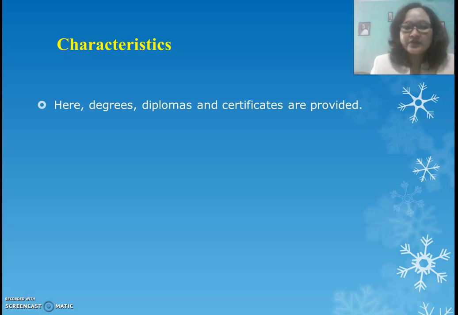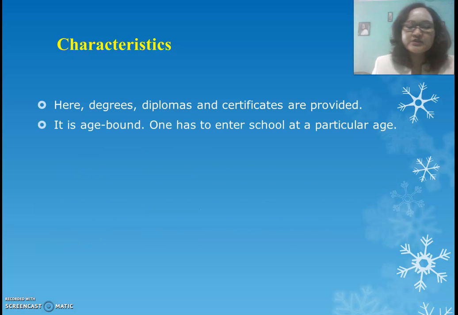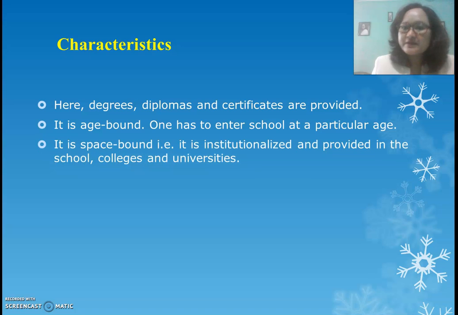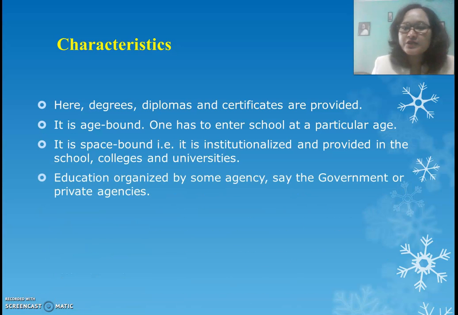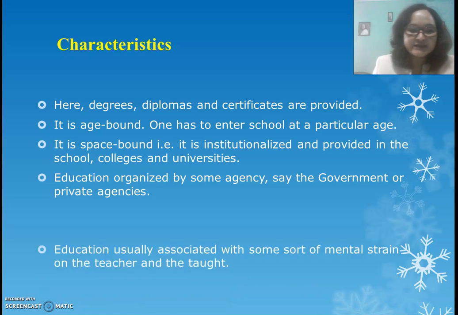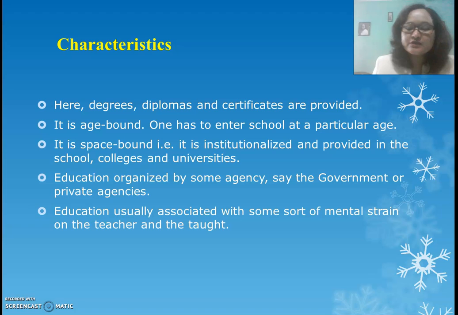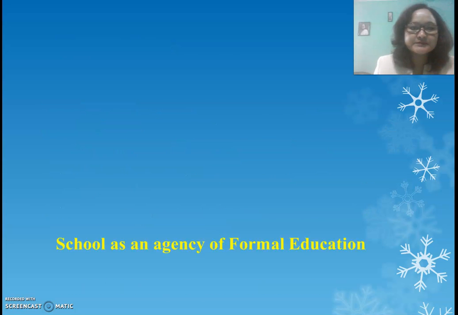Here, in formal education, as I have mentioned, degrees, diplomas, and certificates are provided after the examination, and it is age bound. One has to enter school at a particular age. It is space bound, and when we talk about space bound, it is institutionalized and provided in schools, colleges, and universities. Education is organized by some agency, it may be either a government or a private agency. Education is usually associated with some sort of mental strain on the teacher and the taught, since they have to maintain strict discipline as well as the rules and regulations.